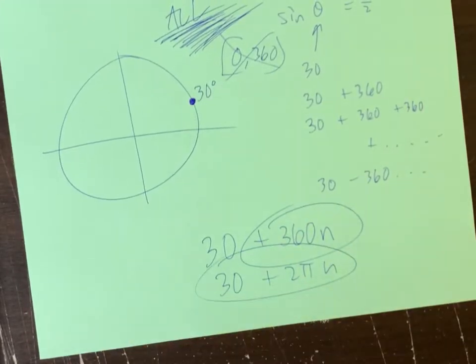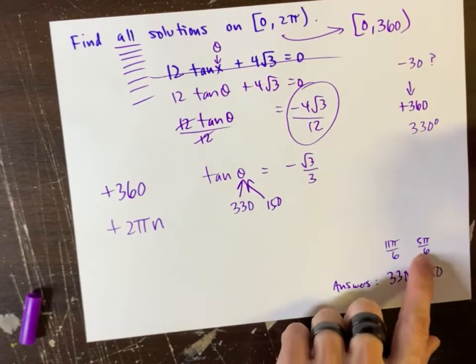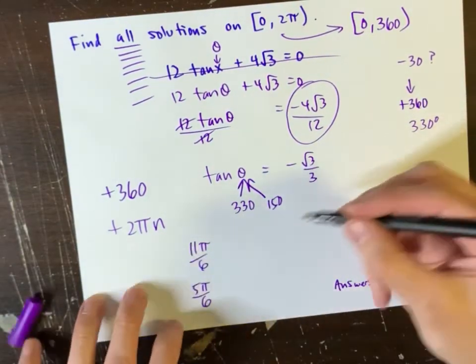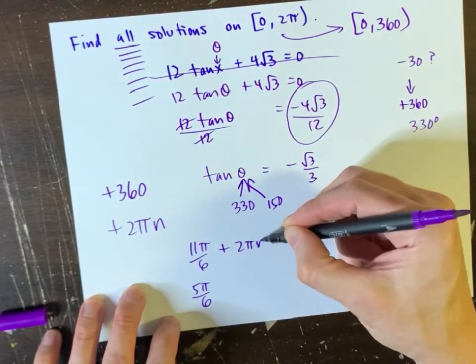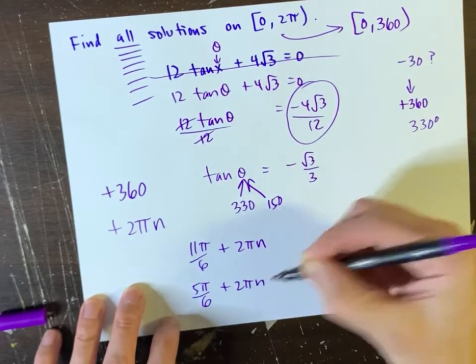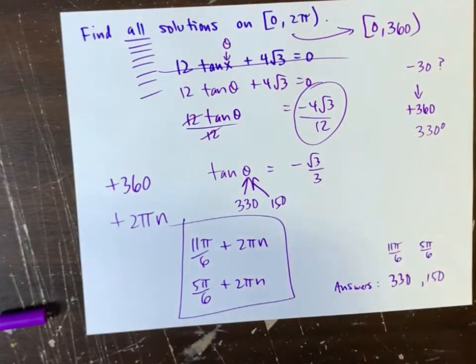So now let's go back to the main problem. The shortcut is take the regular basic answers, and to each of them, you add a 2 pi n. You add a 2 pi n. So here would be our final answers.